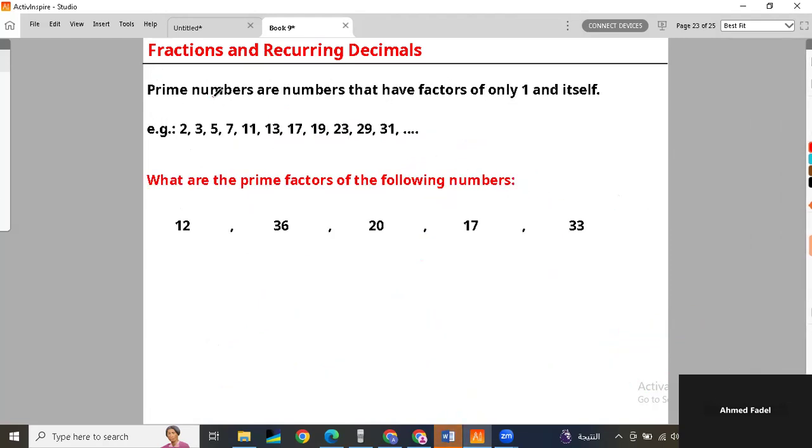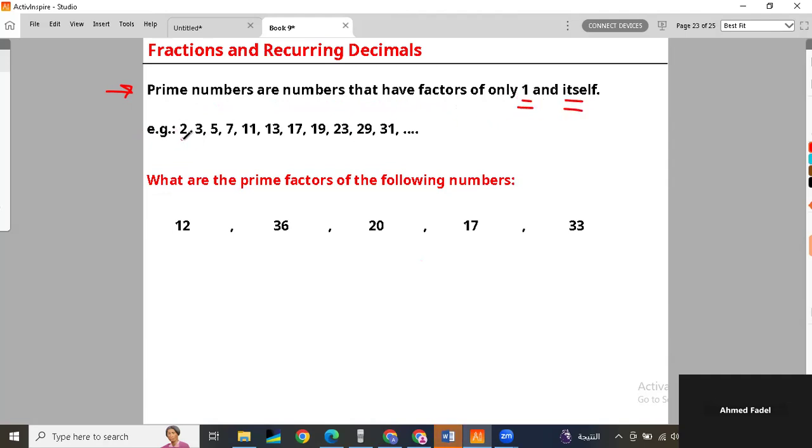Prime numbers. What are the prime numbers? Oh, mister, what does this have to do with fractions and recurring decimals? You're going to see in a minute. I just want to remind you of prime numbers, and this is something that you took in year 5, actually. So here, examples of prime numbers. Prime numbers are numbers that have factors of only 1 and itself.